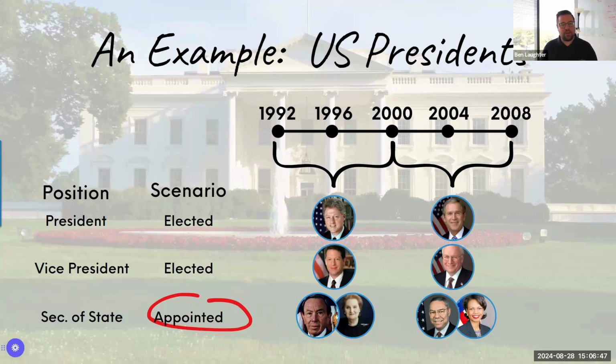So it's still serving in the same term, but as an appointed person, not an elected person. Same thing with the Supreme Court justice. A Supreme Court justice is not elected into their position, they're appointed into their position.